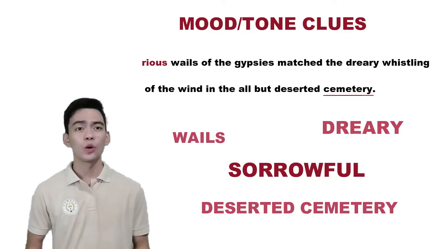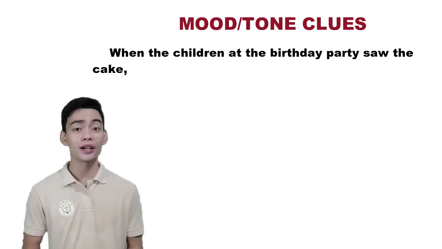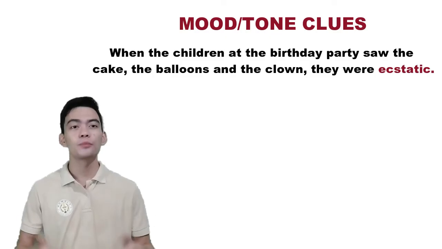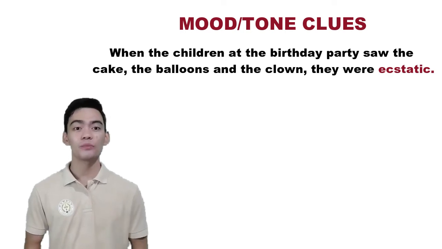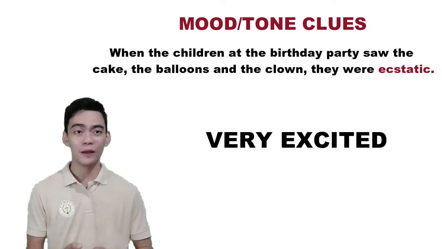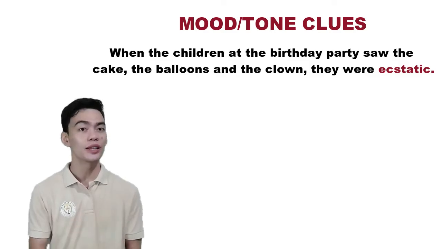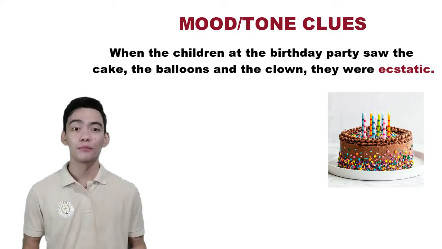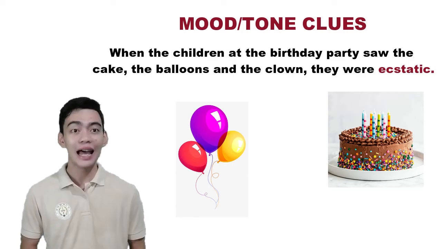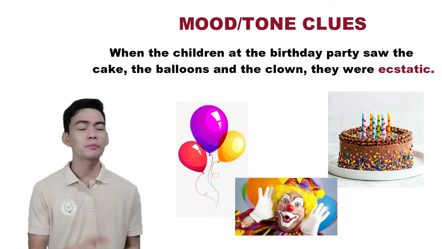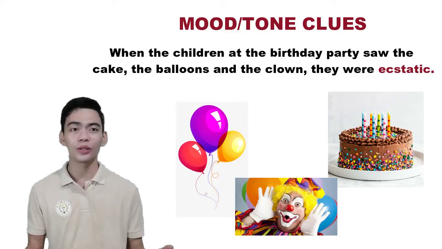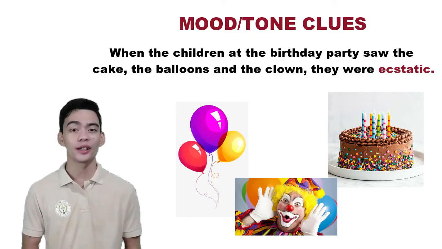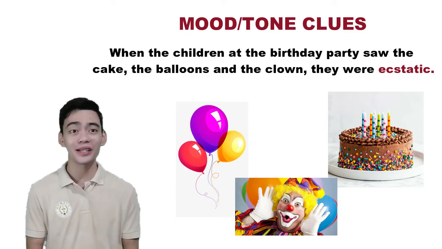Another example: when the children at the birthday party saw the cake, the balloons, and the clown, they were ecstatic. Ecstatic, which means very excited, fits in the mood set by the cake, balloons, and clown. Of course, in a party, when there's a cake, balloons, and a clown, it means joy, which makes children very excited.